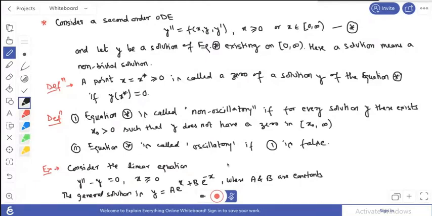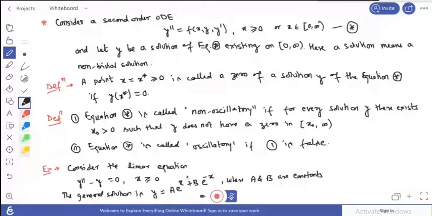For any x greater than or equal to 0, this never equals 0, because for any value of x this is not equal to 0. If you take a and b both as 0, then y equals 0, which is the trivial case. We are interested in the non-trivial solution. For any non-zero a and b, for any x between 0 and infinity, this is not equal to 0.